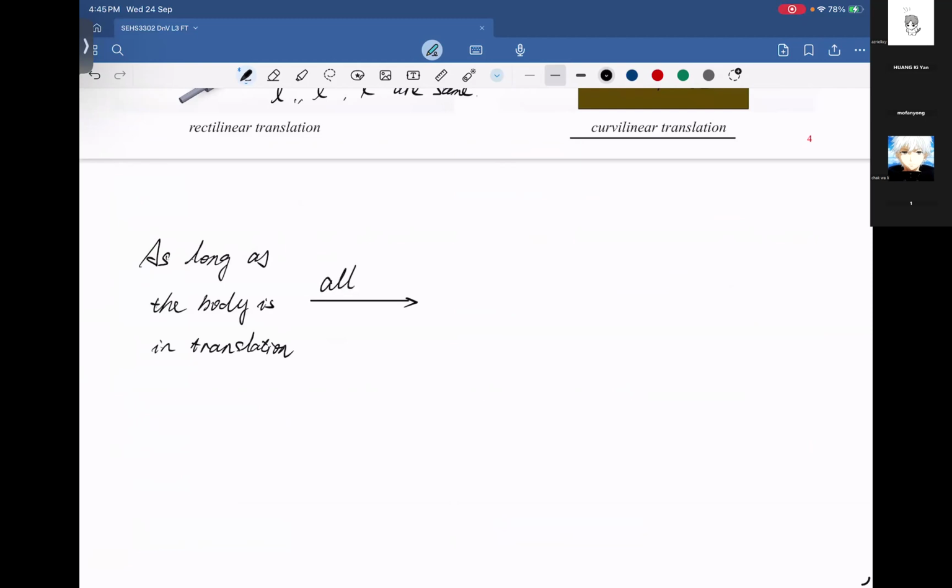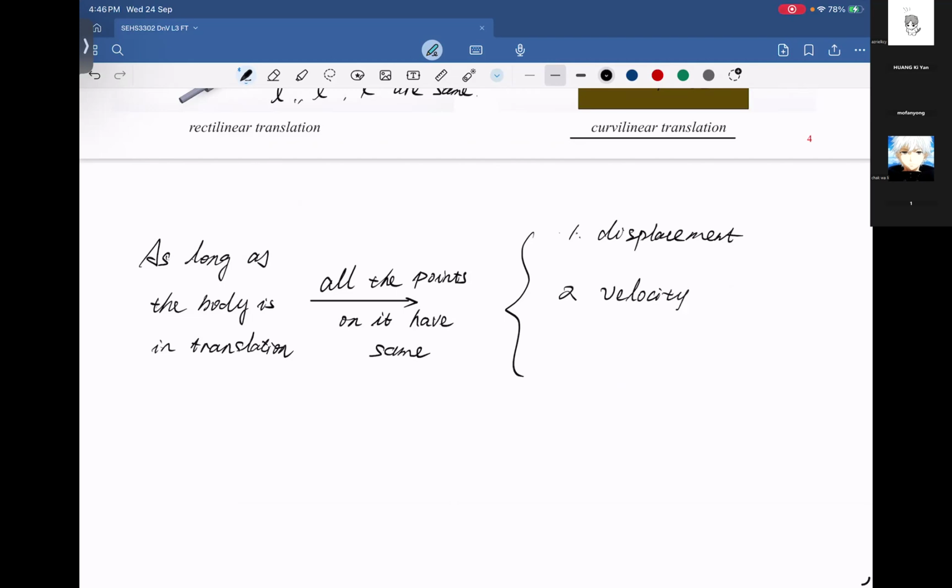So as it has a translation, all the points on it have the same displacement, same velocity, and same acceleration.